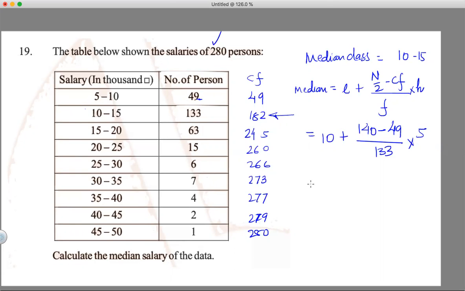So that's all that we have to calculate. Okay. It will come in a decimal, also, that's okay. 91 by 133 into 5. Okay. So that you can calculate and find, right?